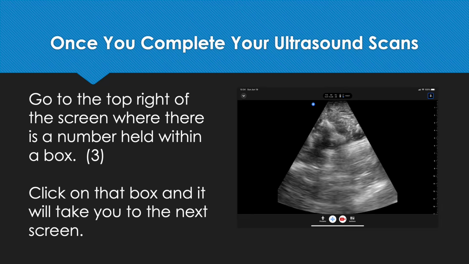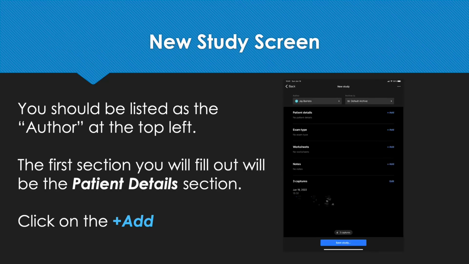But at the top right corner you'll see a 3 in a box. Now that number is going to be the number of scans that you made on that particular patient. In this example, I only made 3. So you're going to go to that top right screen. You're going to click on that box, and it's going to take you to the next screen. This is called the new study screen.